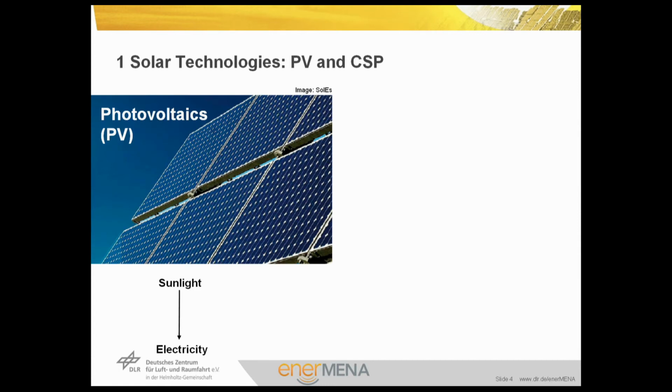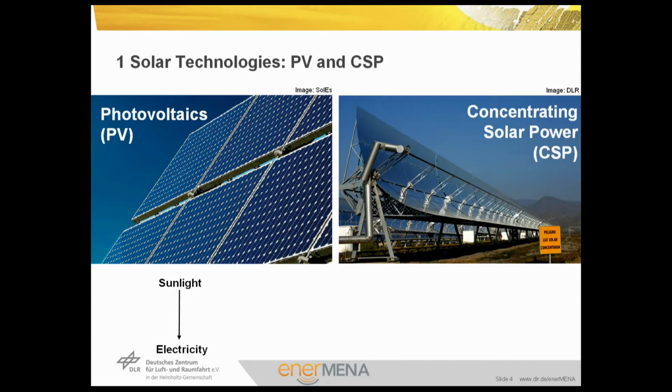In photovoltaic, the sunlight is directly converted to electricity using semiconductors. The photons create excited electrons and remaining holes, which are separated, and hence a voltage is built up. The principle in concentrating solar power is totally different.